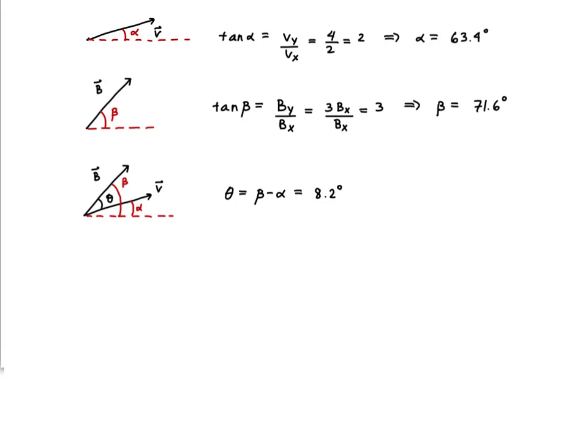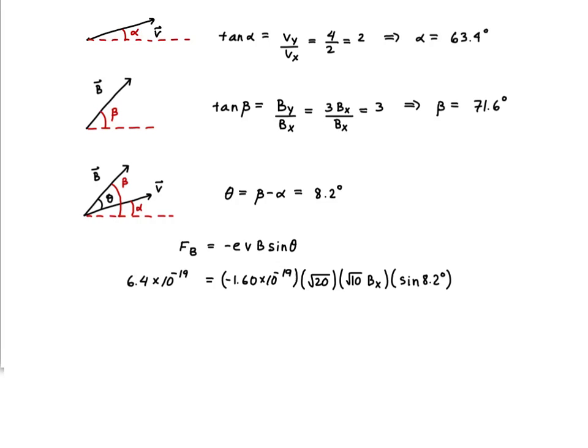Now we're ready to put everything into the equation. For F sub B, putting in the numbers, we'll get this expression here, which will allow us to solve for Bx. And it turns out that Bx is equal to minus 2.0 Tesla. And that's our answer.